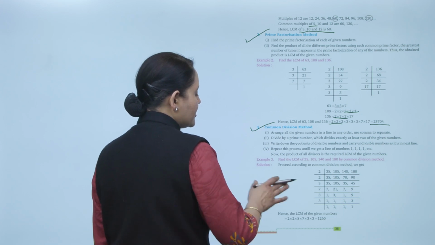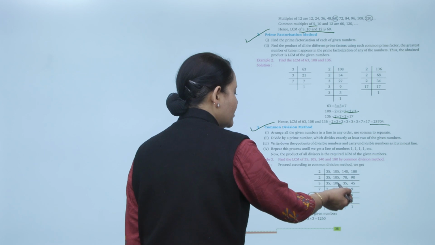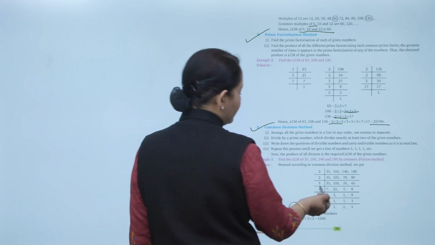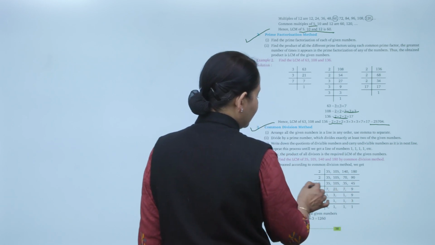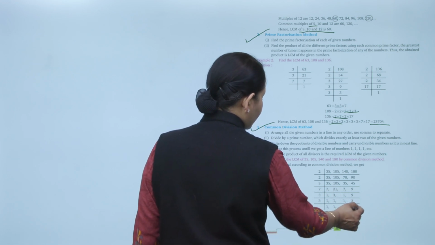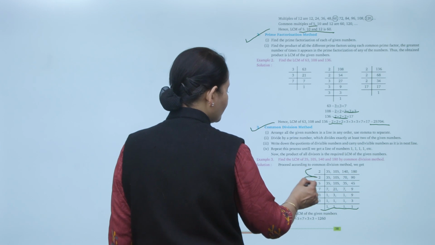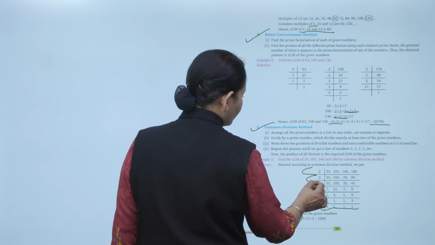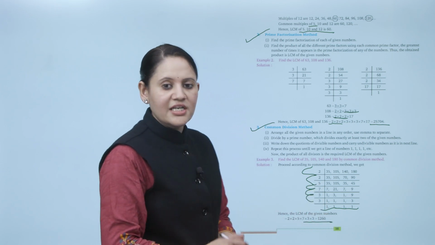Now these numbers are not divisible by 2 anymore. So divide by 5: 7, 21, 7 and 9. Now we'll divide the numbers by 7: 1, 3, 1 and 9. Now divide by 3. So we'll get 1, 1, 1 and 3. Again 3. So 9 will get 1, 1, 1. So LCM equals 2 into 2 into 5 into 7 into 3 into 3. That is 1260.